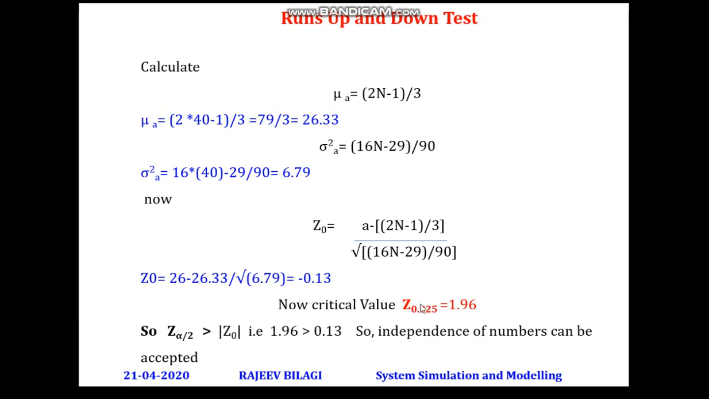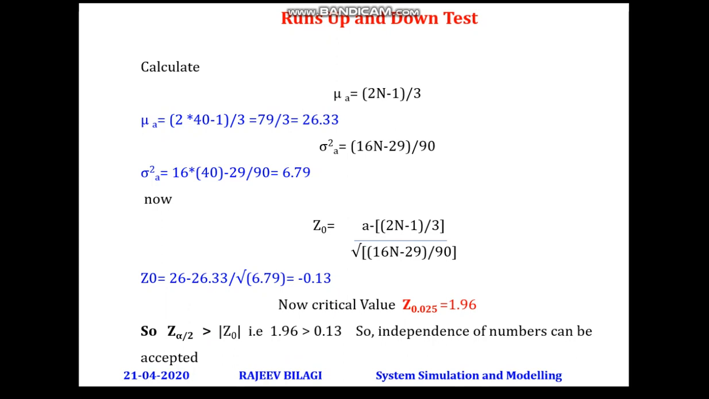Now one thing you remember, alpha value will be given as 0.05, that is the level of significance. Now 0.05 divided by 2 is equal to 0.025. In the column 0.025, if you look, you are going to get the value 1.96. So the condition is that if z of alpha by 2 is greater than z naught, then the independence of numbers can be accepted. So this is how we are going to check whether the independence of the numbers may be accepted or may be rejected using this runs up and down test.